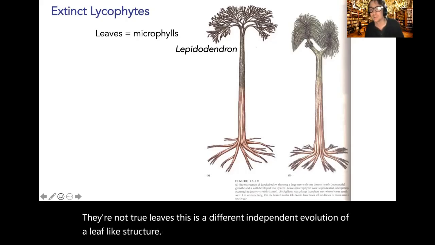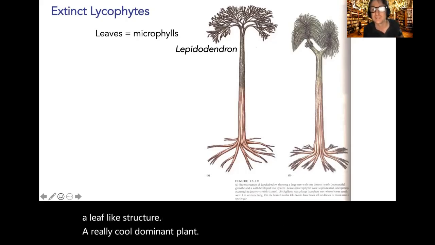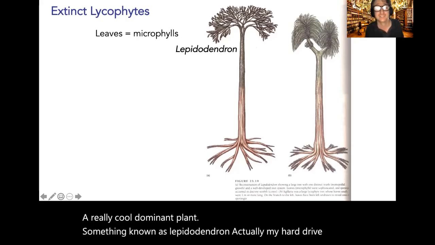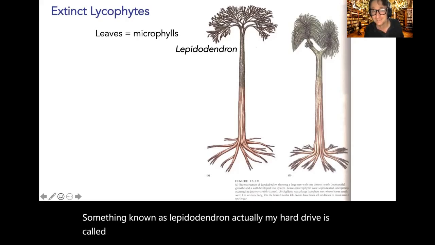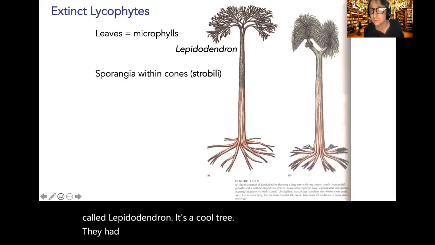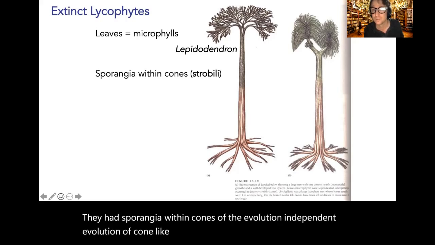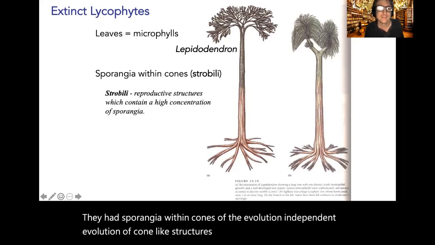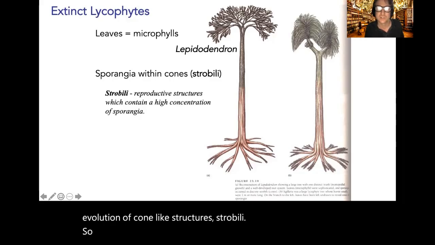A really cool dominant plant, something known as Lepidodendron. Actually, my hard drive is called Lepidodendron. Right? It's a cool tree. They had sporangia within cones. So the independent evolution of cone-like structures, strobili. So these reproductive structures which contain a high concentration of sporangia.